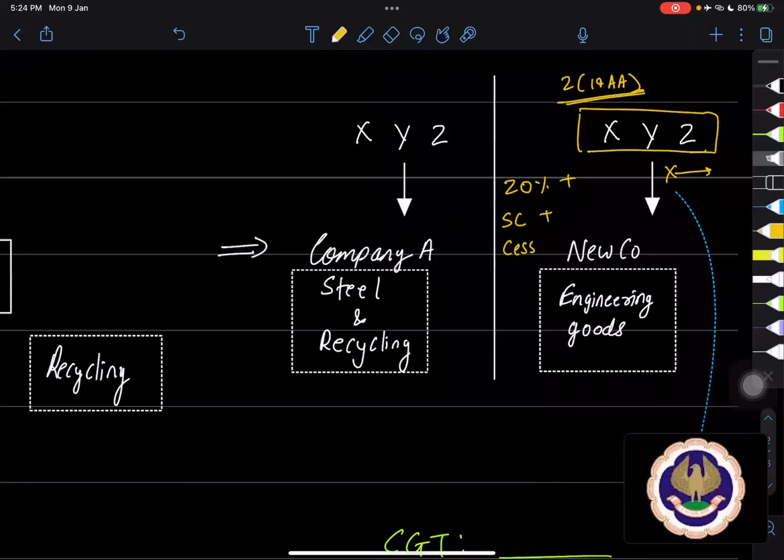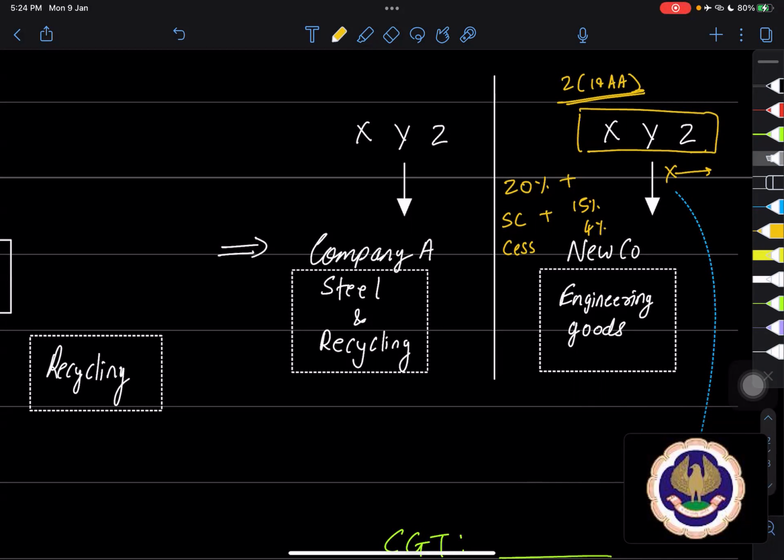The surcharge would be maximum again, 15%, and cess of 4%. So this would again give you a tax rate of around 23.5%, right? So the entire 35.88% dividend tax is completely exempt in this transaction.